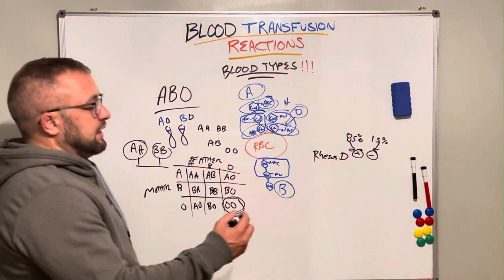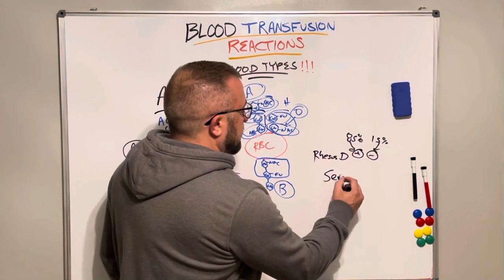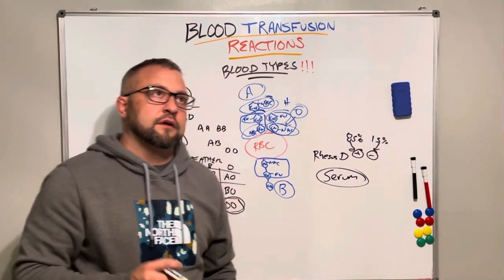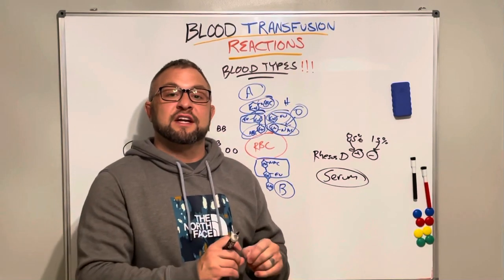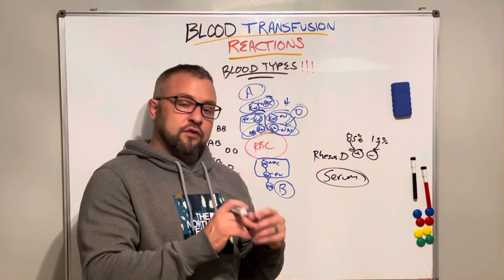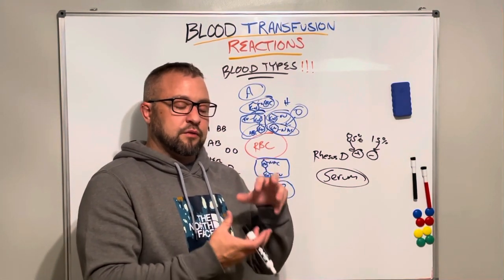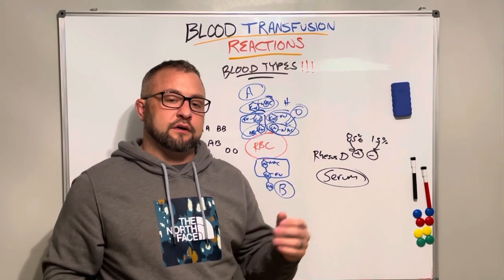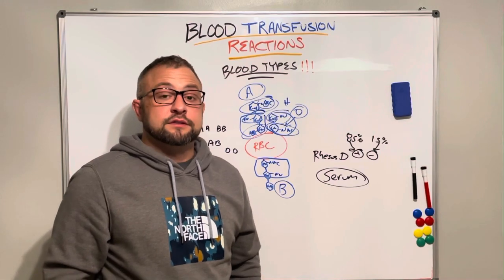So in our serum, which is what you get if you put all your whole blood into a tube and let it clot up, all the clotting factors would activate and it would form giant clots. And if you took that clot out, what would be left would be called your serum.